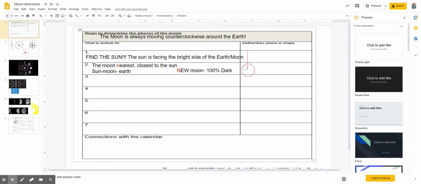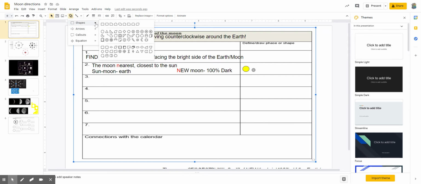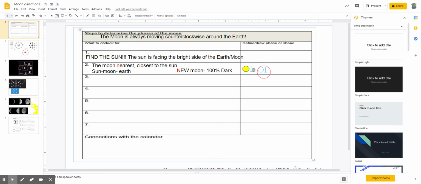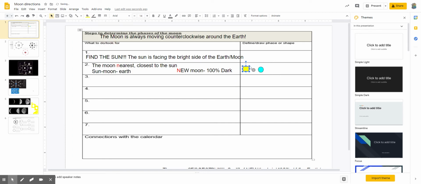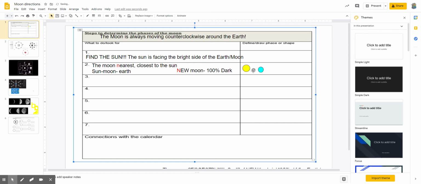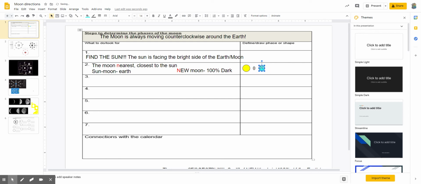And so we're going to come over here. We're going to draw our sun. Let's make that yellow. Let's add a moon. This is not to scale drawing, but will help us understand it, right? And we want to add our earth. Right? And so it will always be in this sort of order. Sun, moon, earth in a straight line, right?